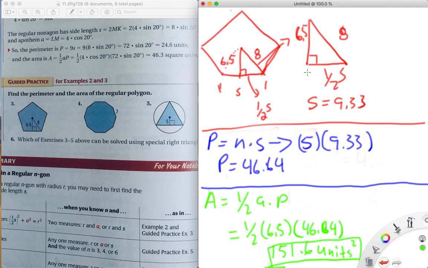Then I multiplied that 9.33 times 5, because there's 5 sides in a pentagon, to get the perimeter, which is 46.64. Then I plugged that into my area of a regular polygon equation: 6.5, the apothem, times the perimeter, 46.64, times 1 half, which gave me an area of 151.6 units squared.